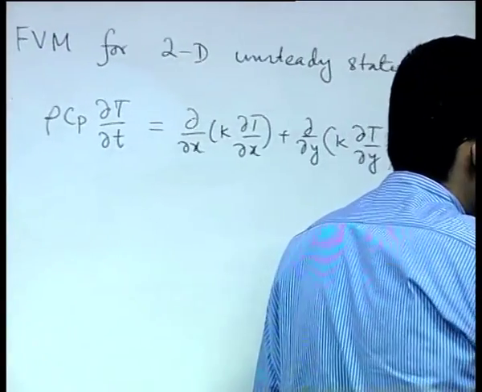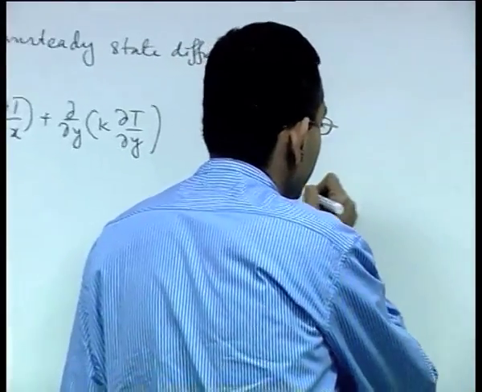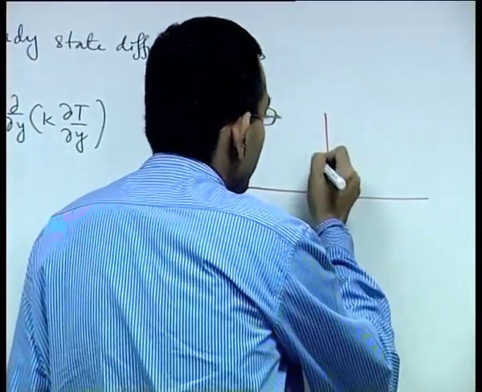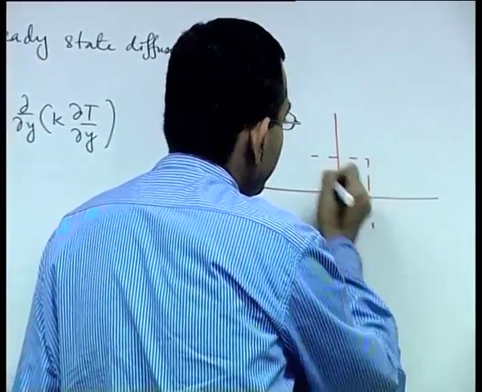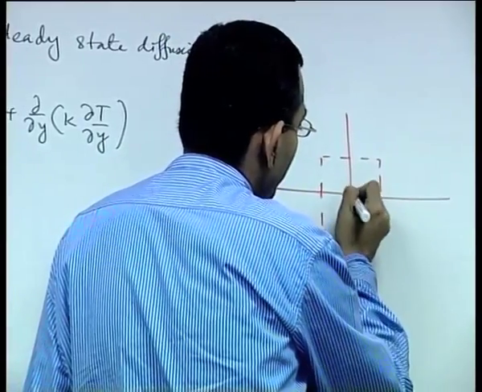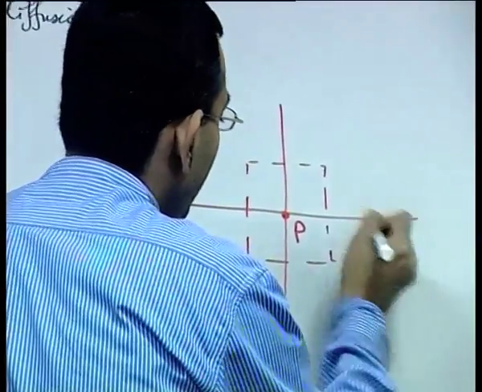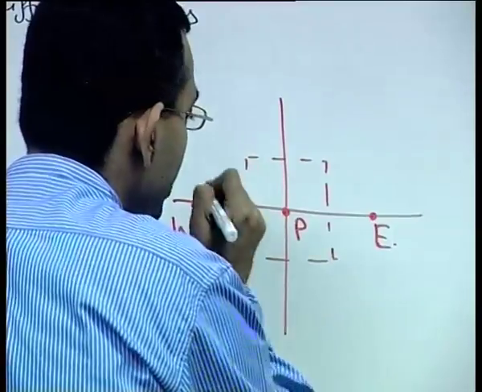So, we need a grid layout for the finite volume method. Now, it is a 2 dimensional problem. So, our control volume is like this, with P as the central point, E and W are east and west grid points.